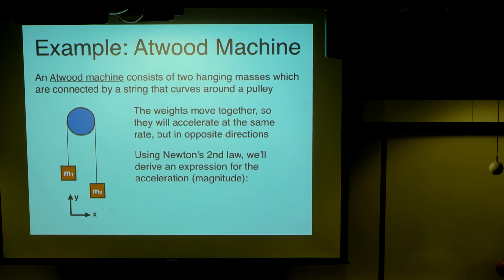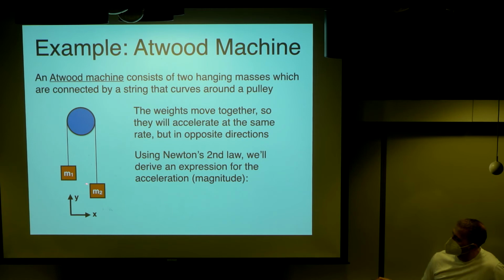We're going to do an example of this. This is called an Atwood machine. It's a pretty simple machine. You have two masses which are hanging by a string, and that string curves around a pulley like this. So both of these masses are hanging vertically from a string which is connected to this pulley here. Okay? So remember, if we have two masses connected by a string, they have to move together. So they don't have two different accelerations that we have to solve for. They actually have the same acceleration. Okay? And what we're going to do is come up with a formula using Newton's second law for what that acceleration is. Okay?